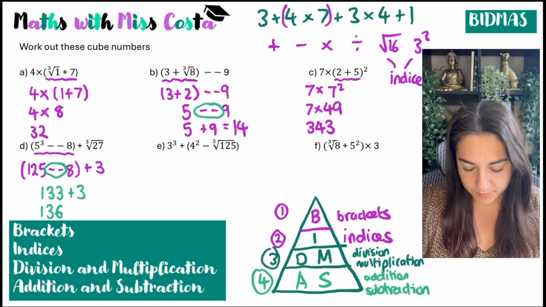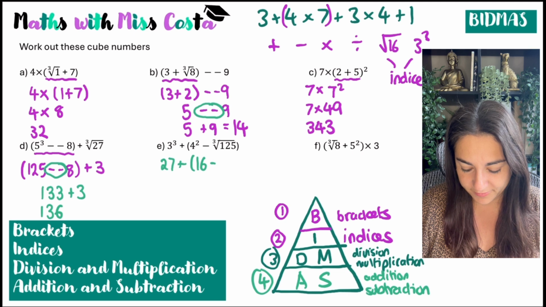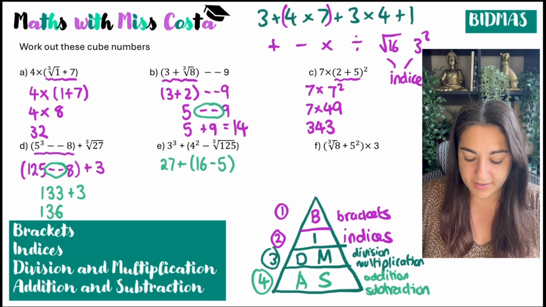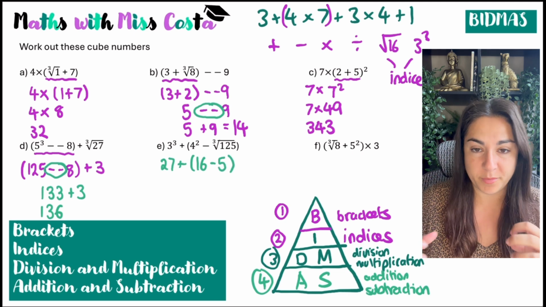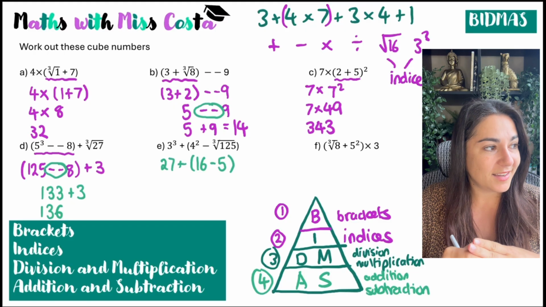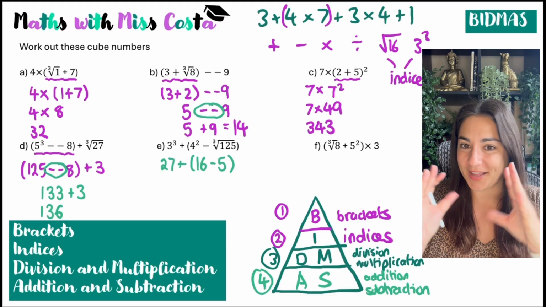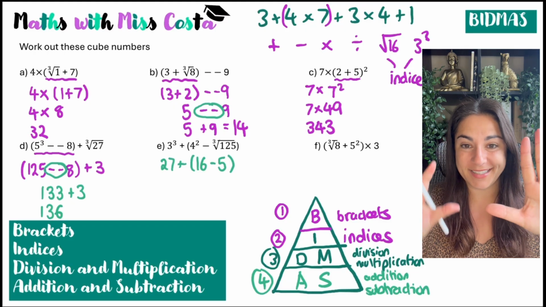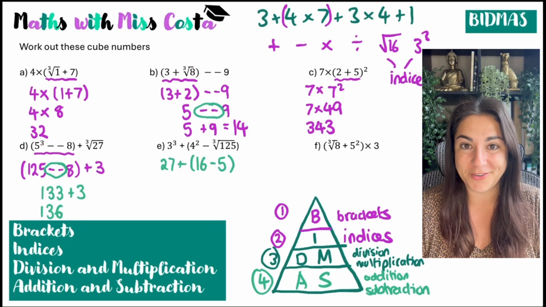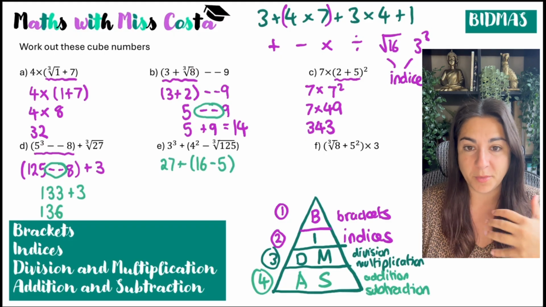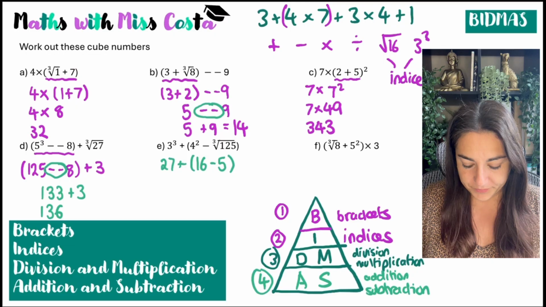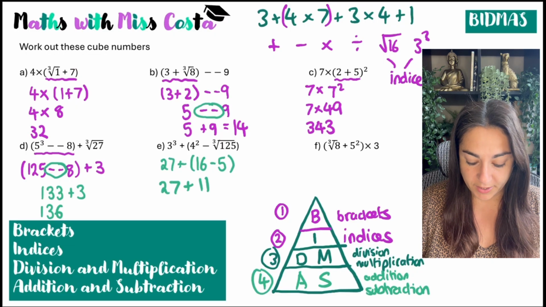Then we've got 3 cubed, which is 27, plus 4 squared, which is 16. Take away the cubed root of 125, which is 5. So all that's happened now is I've put loads of cube numbers and cube roots together. So that's why if you had your cube numbers and your cube roots on a beautiful page in front of you, you can just look to remind yourself. So then we've got 27 plus 11, which is going to give me 38.